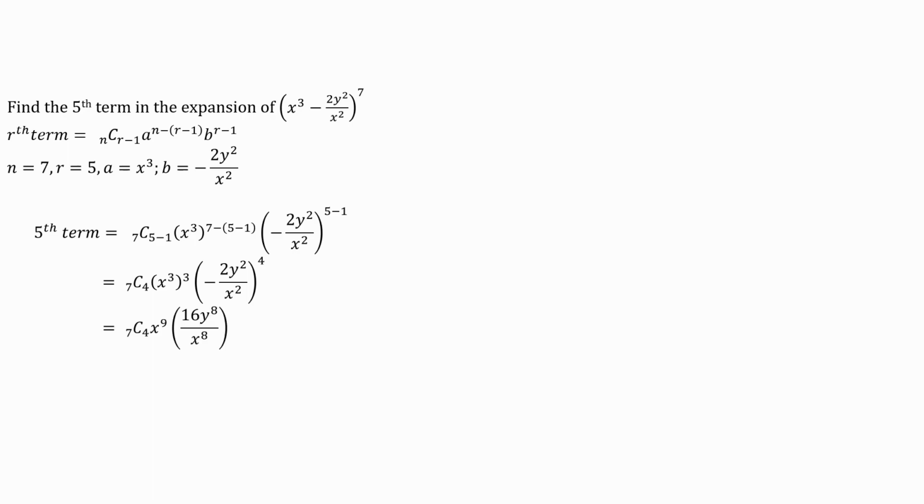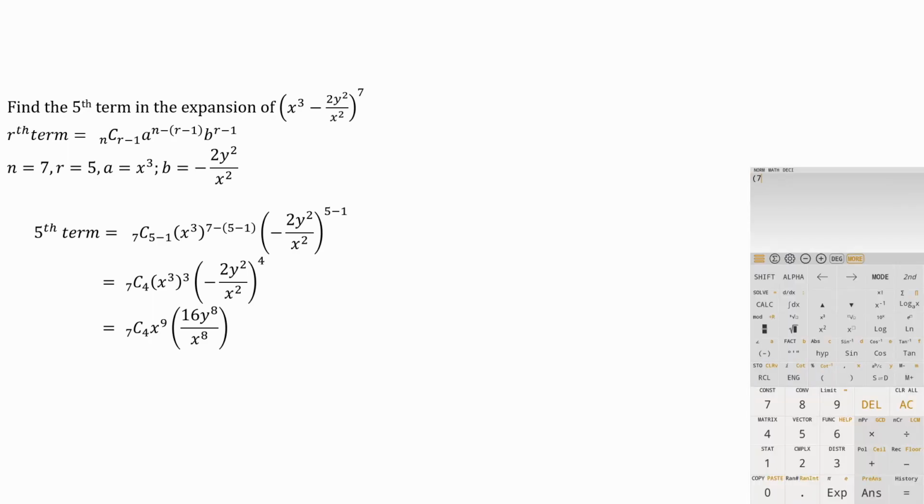So simplify ko lang yung negative 2 raised to 4. So negative 2 raised to 4 is equal to 16. And then y squared raised to 4, so y raised to 8. Then x squared raised to 4 is x raised to 8. Then x cubed raised to 3, so x raised to 9. Kunin natin yung value ng coefficient. So 7C4 times 16. So therefore, yung sagot natin, fifth term is equal to 560 x times y raised to 8. So x raised to 9 over x raised to 8, so x na lang yung matitira.